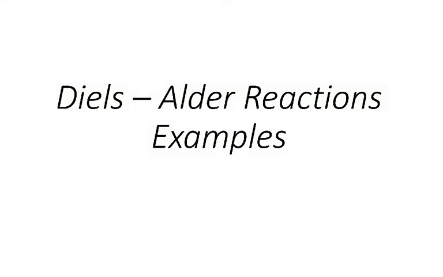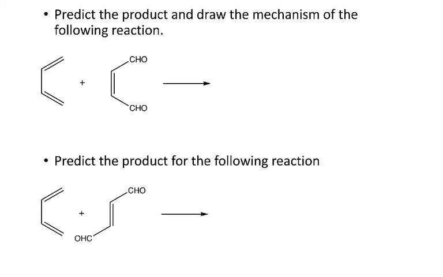In the previous two videos, we looked at a lot of details about the Diels-Alder reactions, so I thought it'd be helpful to look at some specific examples in this video. In both of these cases, we want to predict the products and draw the mechanism of the following reaction. Now, these reactions are pretty similar.